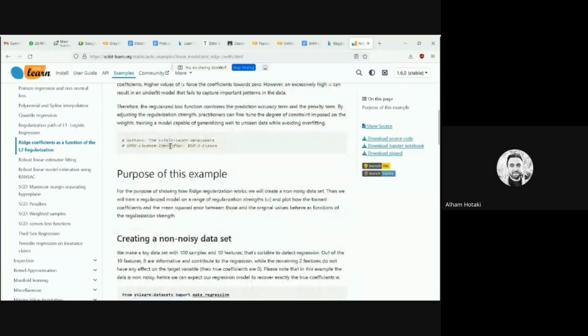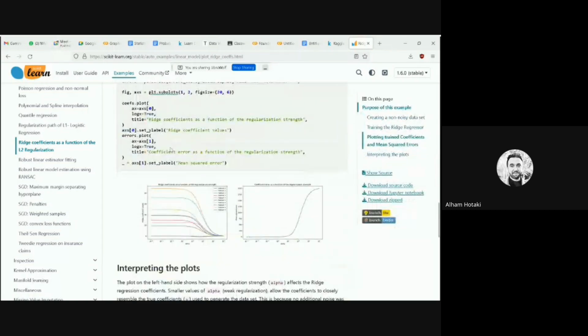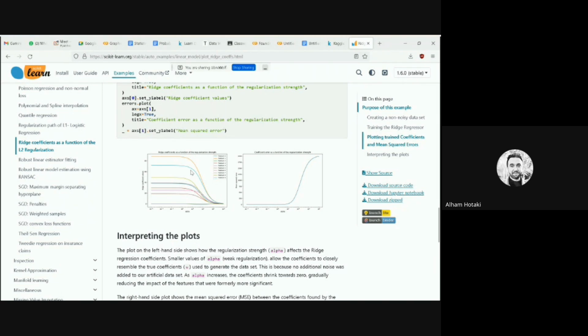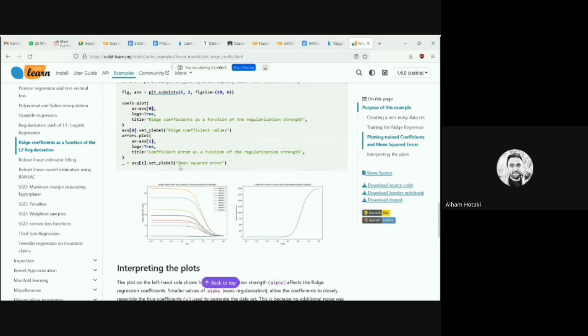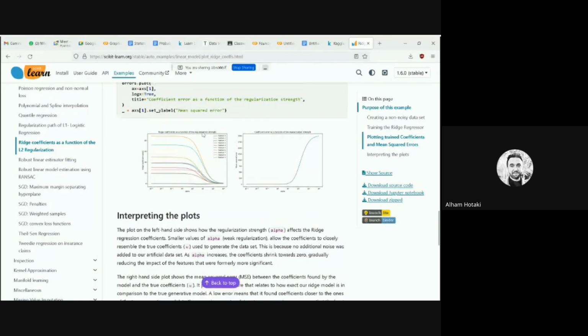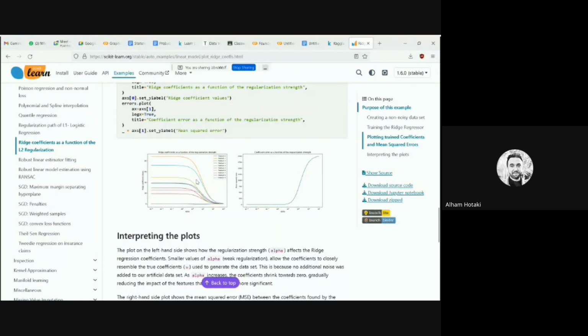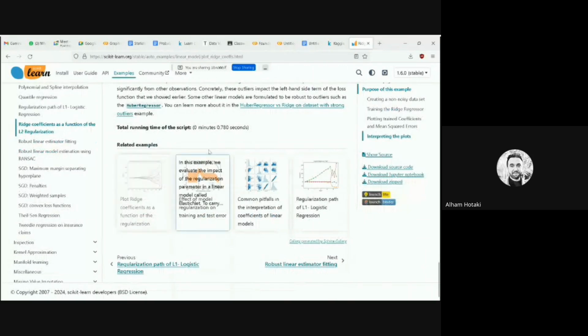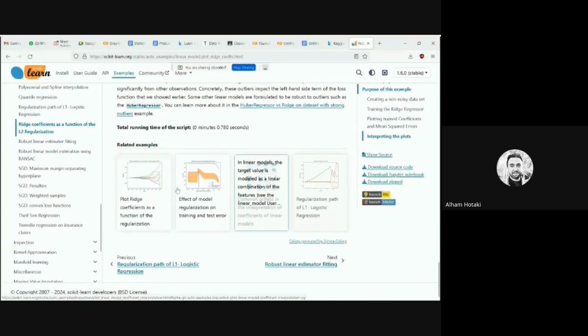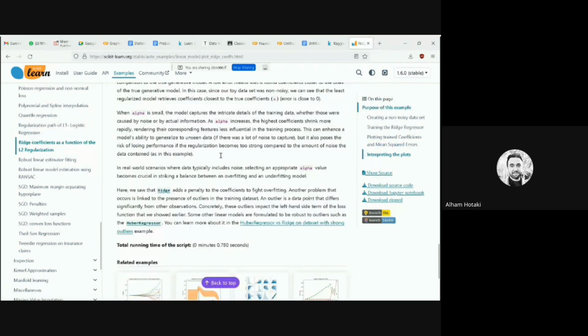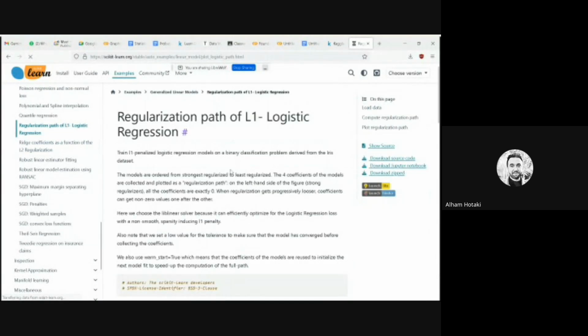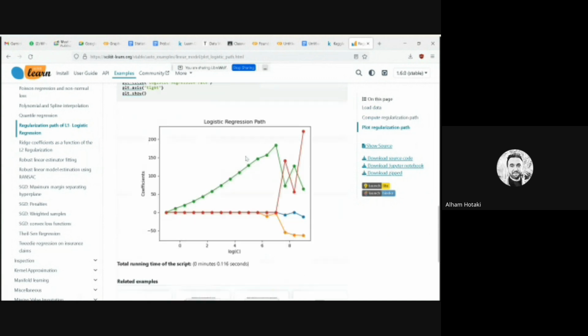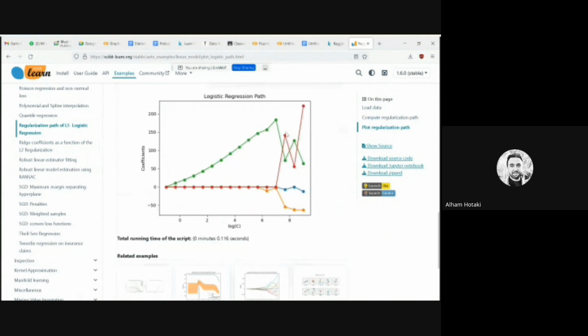The whole theory is defined here, and there are even plots of the coefficients. Then this is the interpretation of the plot, how to interpret it and understand. Lots of other regularization techniques are here, and you can learn from here. This is the L1, and this ridge was the L2 regularization path. This is the L1, for example, for the logistic regression path that we have here.